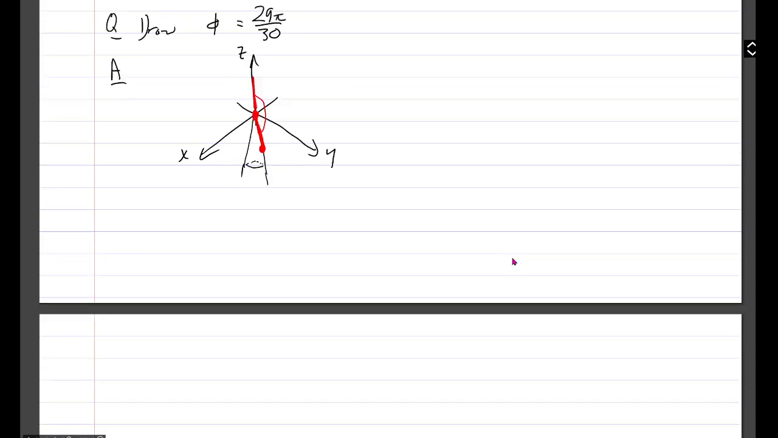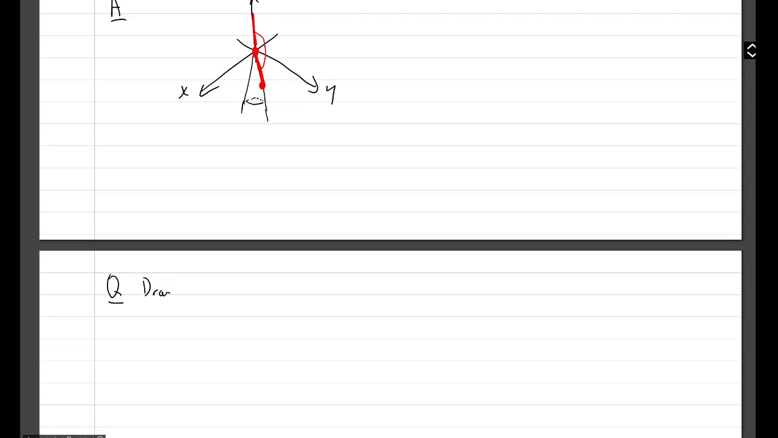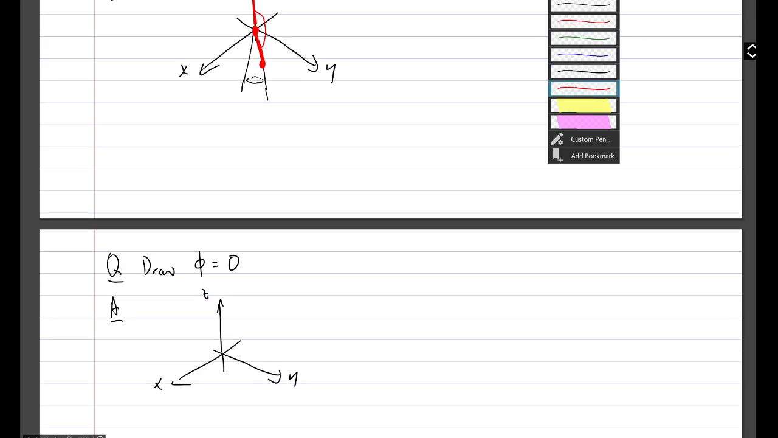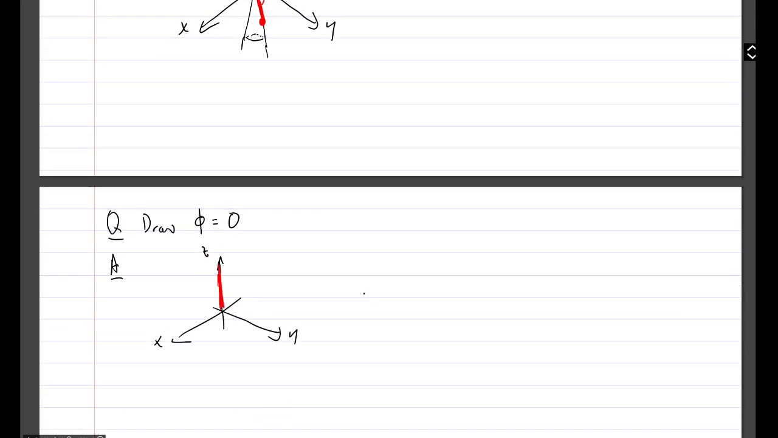Let's try another one. How about we draw phi equal to 0, 0 radians. Okay, so we want to talk about all the points where, when you connect that point to the origin, that line segment creates an angle of 0 radians together with the positive z-axis. So what points are going to satisfy that? It's going to be the positive z-axis itself, right? So it should just be the positive z-axis.